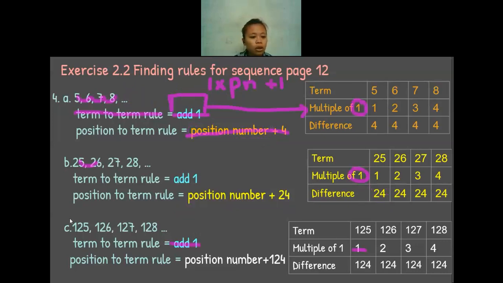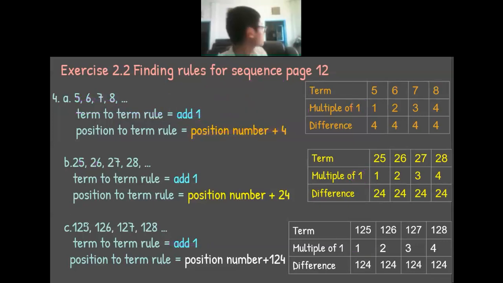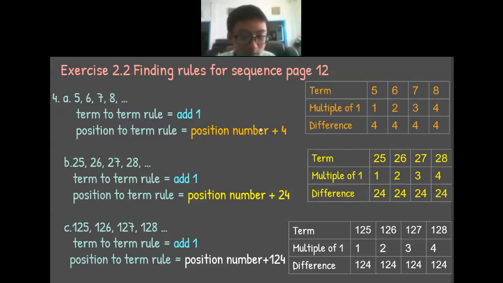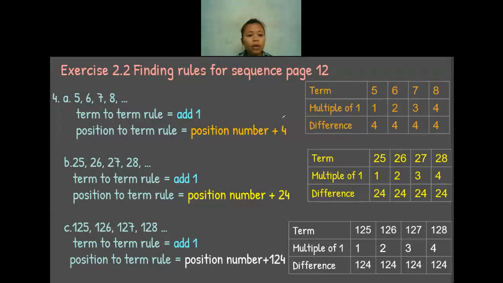If no one has any confusion, for question C, same thing. The position to term rule will be position number plus 124. Is there anyone who is confused so far, or has a different answer, before I move to the next question? If no one is confused, I will move to question 5.